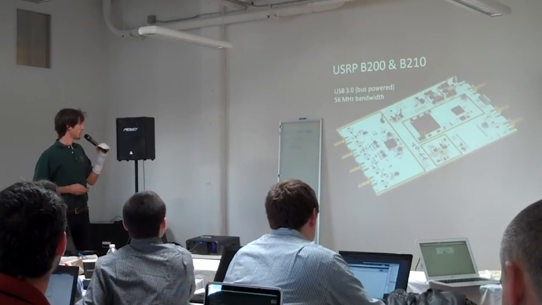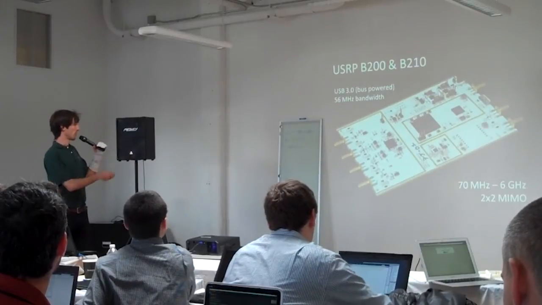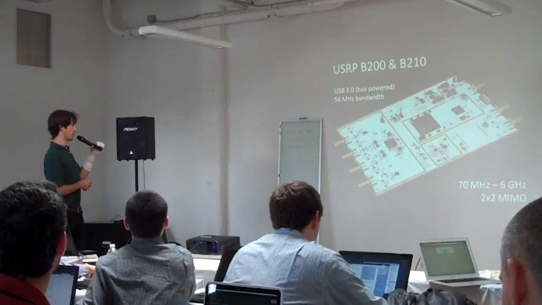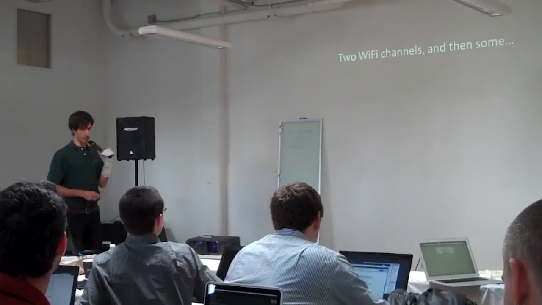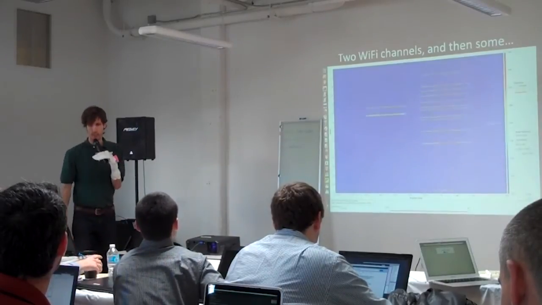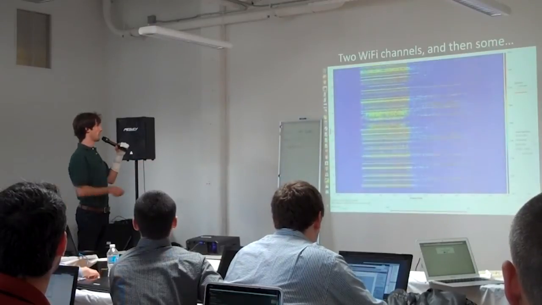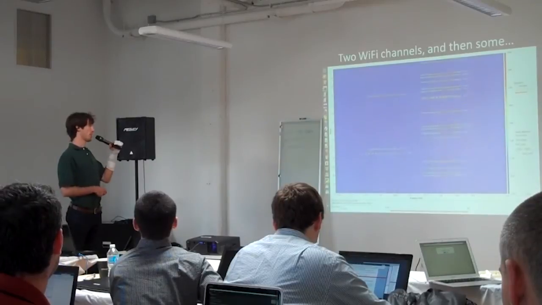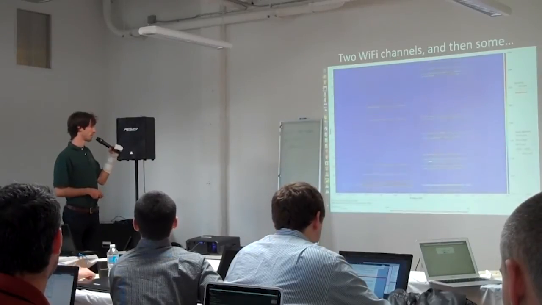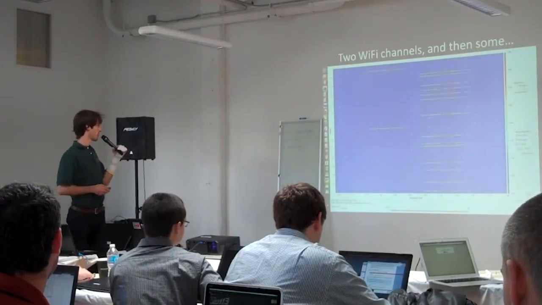Alright, so some more signals. You may have heard about the B200. I won't go into the details because I think they were spoken about yesterday, but I've been playing around with that to receive some signals. One of the nice things, of course, is that you get up to 56 megahertz of instantaneous bandwidth. So I thought this was a pretty cool waterfall: two independent Wi-Fi channels broadcasting side by side. So it's a nice wide chunk of the spectrum.